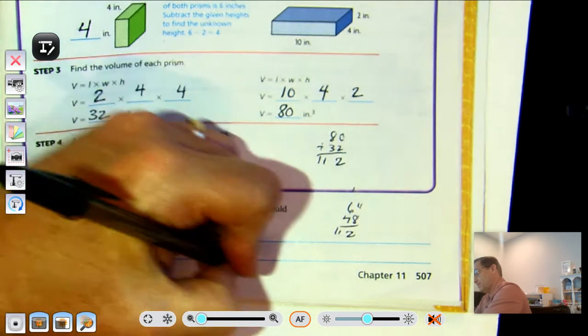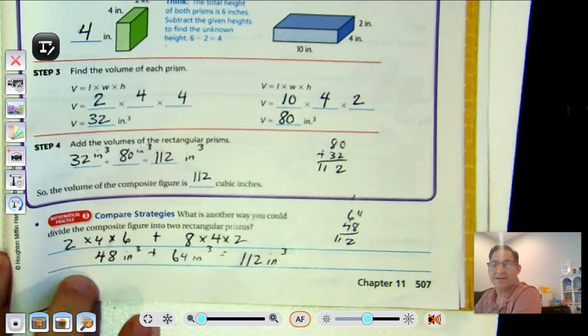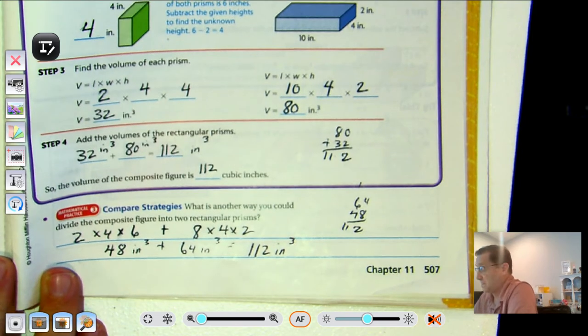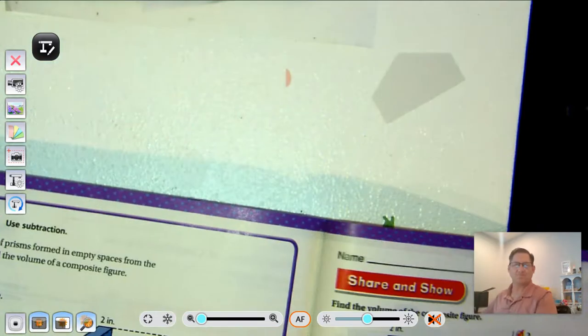Okay. So it just depends on how you see it and how you want to divide the two rectangular prisms. Okay, simple as that. So let's look at page 508.